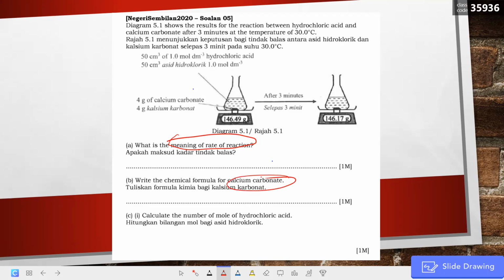What's the chemical formula of calcium carbonate? Shouldn't ask this kind of question, wasting time only. CaCO3. Okay, CaCO3 is correct. What's the number of moles of hydrochloric acid? 0.08. I just did it, sir. 0.05, right? 0.05 is the correct answer.